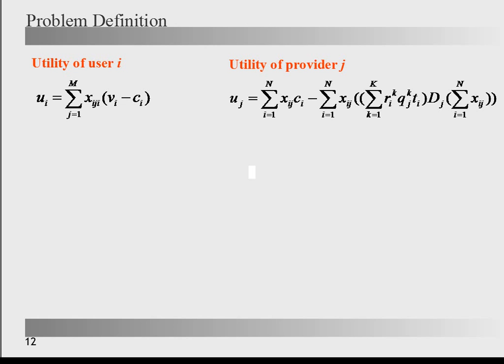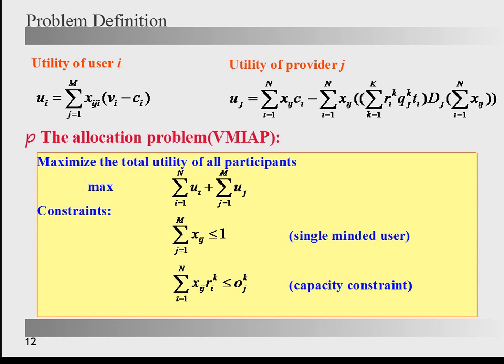Now we come to the problem definition. Firstly, two formulas are given to calculate the utility of each user and provider, and then our allocation problem is defined as an optimization problem to maximize the total utility of our participants, with the constraints of single-minded user assumption and the capacity limitation for each provider. The objective of the problem is to take full advantage of group buying to maximize the total utility.